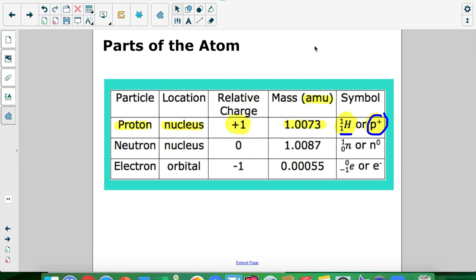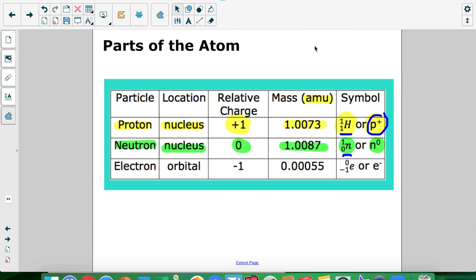The second subatomic particle is the neutron, which we know is in the nucleus. It has a charge of 0 because it's neutral, and the mass, remember, is similar to the proton, so it's 1.0087. The neutron could be represented through two different symbols. One is a 1 and 0 with an N, like this one, or the other one could be N with a superscript of 0. Both of them are ways to represent the neutron, and you need to know how to use them. In this unit, we will use the first symbol more than the second one, but you still need to know or identify both symbols.